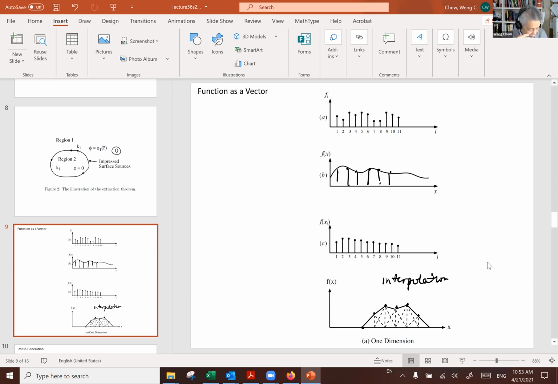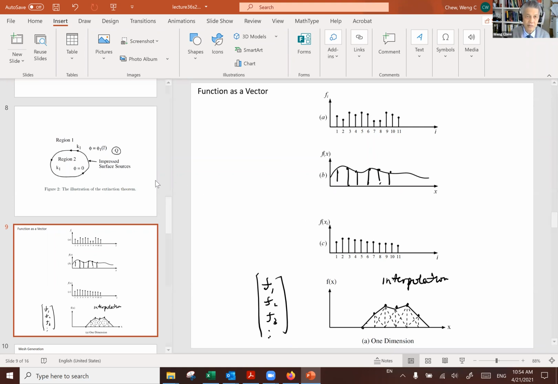But the point I want to get across here is that in the real world, when you want to talk to a computer, a function becomes a vector. And that vector is a finite dimensional vector. And we just store these values, and they will be stored as F1, F2, F3 inside the computer. Okay, so you have to think outside the box and think of a function as a vector now.